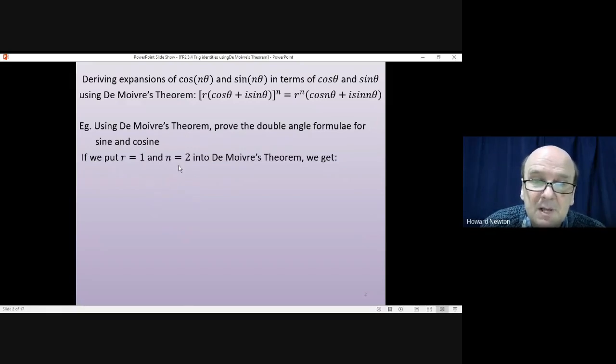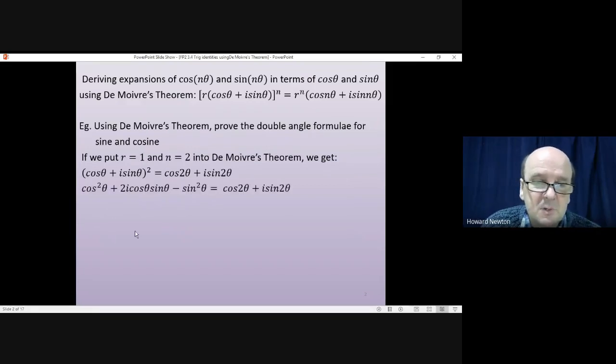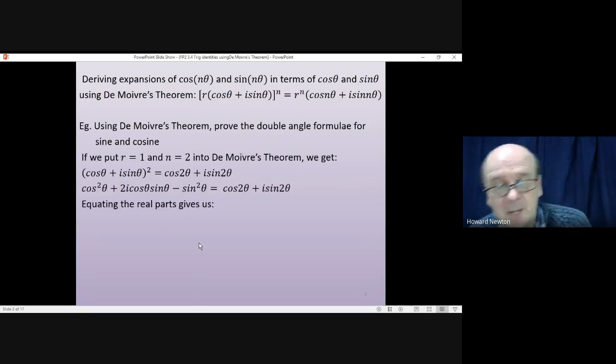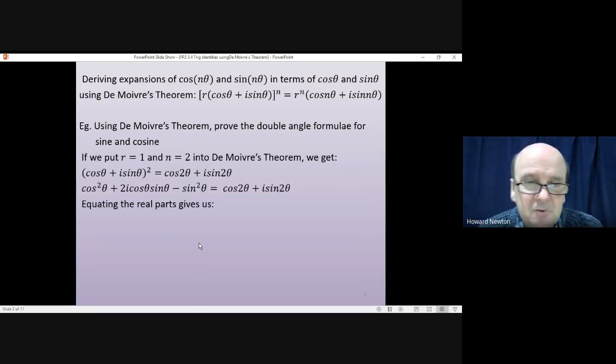Anyway, putting r equals 1 and n equals 2 in, we'd get cos theta plus i sine theta, all squared, is equal to cos 2 theta plus i sine 2 theta using De Moivre's theorem. What we then do is expand this bracket on the left-hand side, which gives us cos squared theta plus 2i cos theta sine theta. We get minus sine squared theta because we've actually got i sine theta squared, and the i squared gives us minus 1. What we then do is equate either the real parts or the coefficients of the imaginary parts.